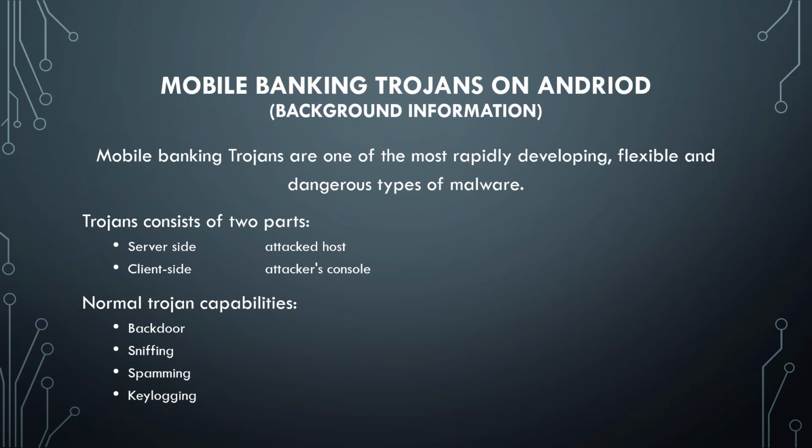Mobile banking Trojans on the Android platform are one of the most rapidly developing, flexible, and dangerous types of malware. A Trojan consists of two parts: the server side, which is the attacker host, and the client side, which is the attacker's console. Normal Trojan capabilities are such as backdoors, sniffing, spamming, and keylogging.